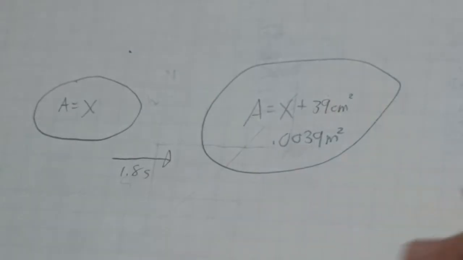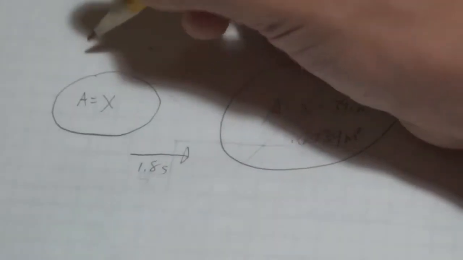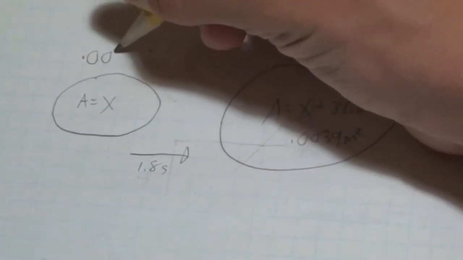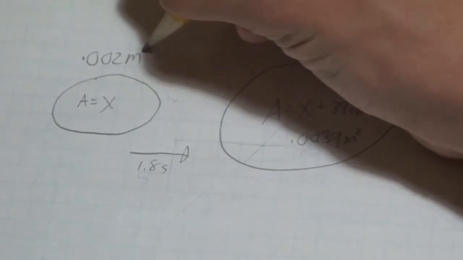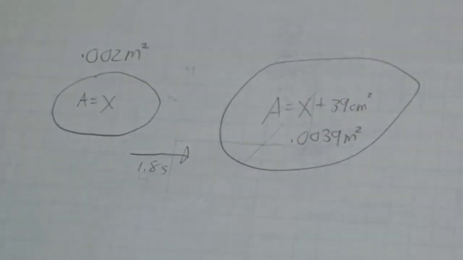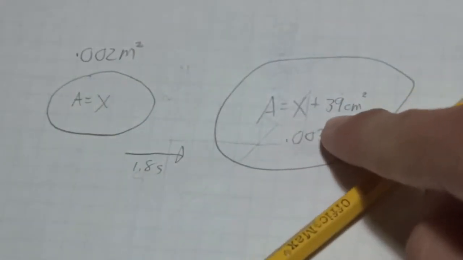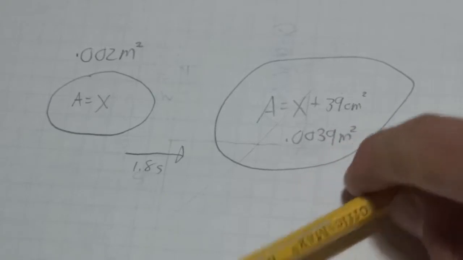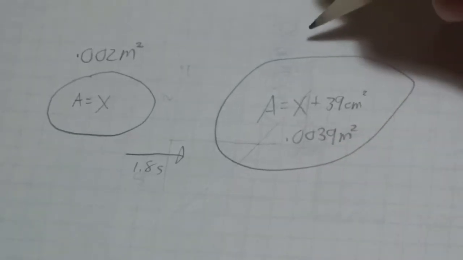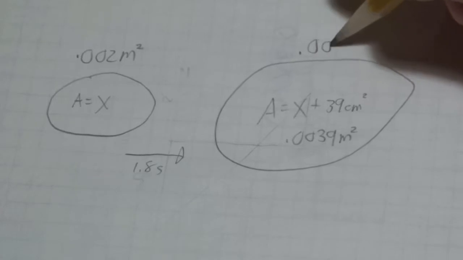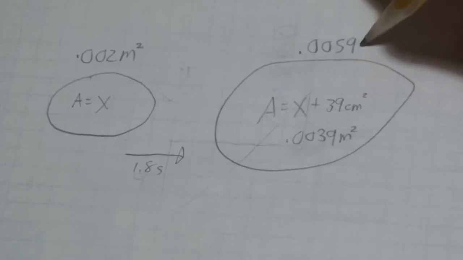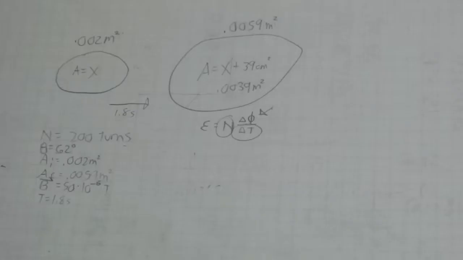It can be anything you like it to be. I decided to keep it simple, 0.002 meters squared. Our patient is very thin. So then 0.002 meters squared plus the 0.0039 meters squared, 0.0059 meters squared.